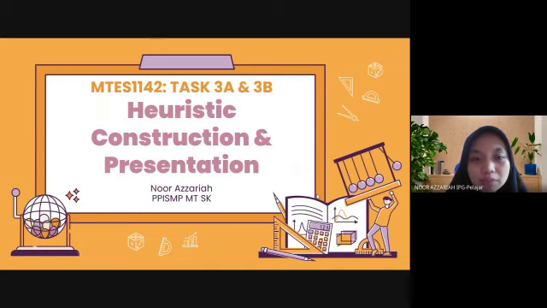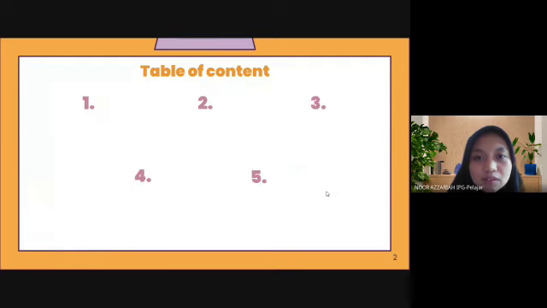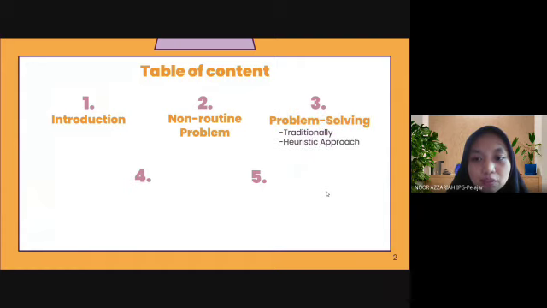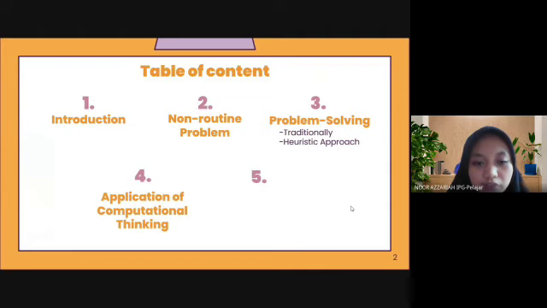Today, I will be presenting my heuristic construction and presentation coursework for MTES 1142 Computational Thinking in Mathematics. So this is the content of my presentation today. First, I will talk a little bit about the introduction on the heuristic method, and then non-routine problem solving that consists of the traditional approach and the heuristic approach, and then the application of computational thinking. Lastly, a brief conclusion about my presentation.